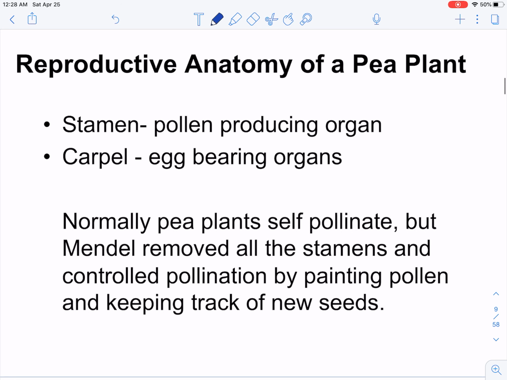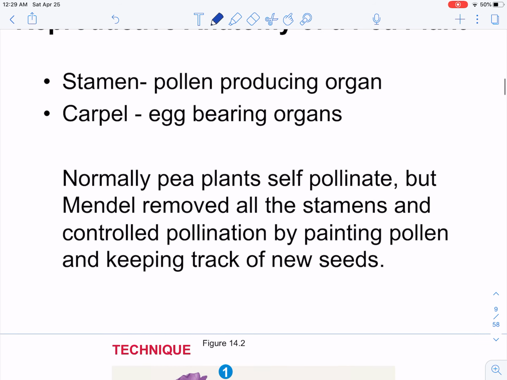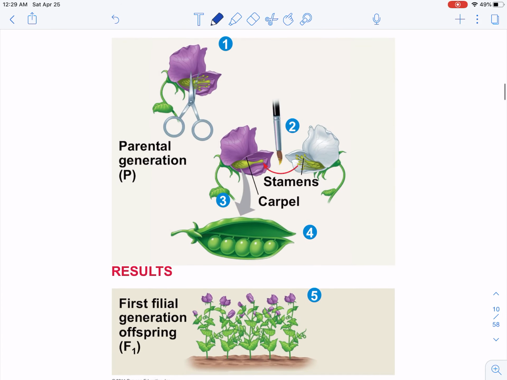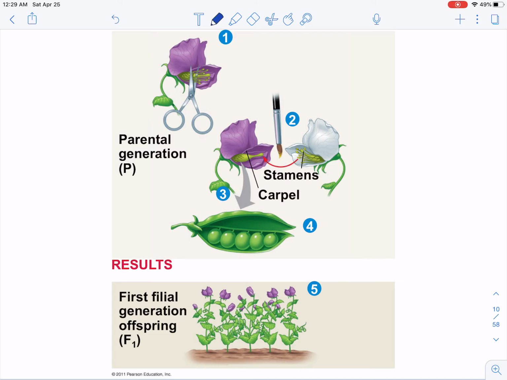So we have to get into the reproductive anatomy of a pea plant so you know how peas are self-pollinated. The stamen is the pollen-producing organ, and the carpel is the egg-bearing organ. And I can't believe Gregor Mendel did this with a lot of his plants. He would take the stamens off the plant and separate them, and then he would specifically cross certain types of peas.